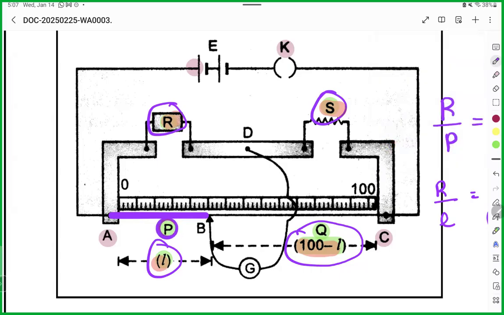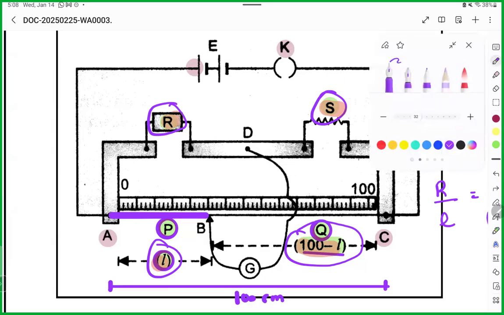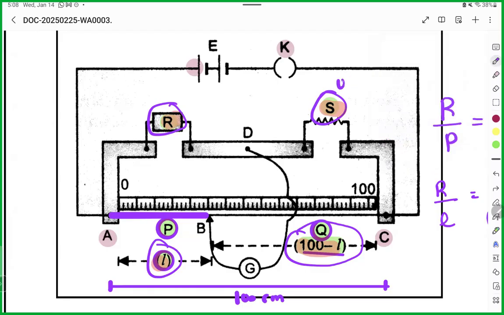From A to B you have the P value. It is like your resistance P of length L. Q is like your resistance Q. Total length of 1 meter is 100 centimeter, so 100 minus L, because total length is 100. From A to C, total length is 100 centimeter. If one is L, another will be 100 minus L. This is known and this is unknown. So you want to know the value of this.